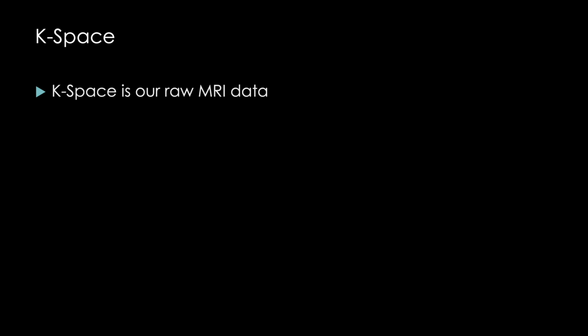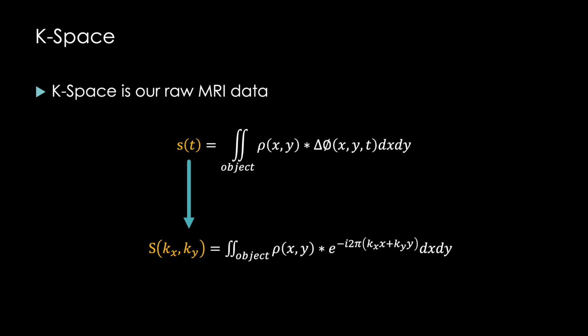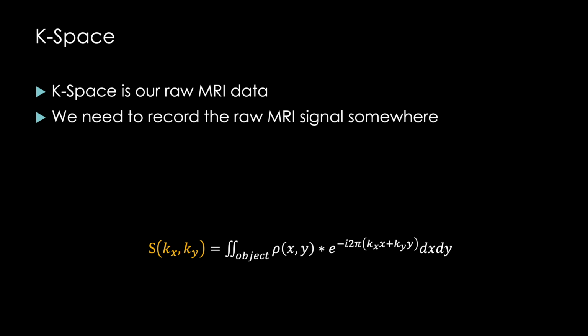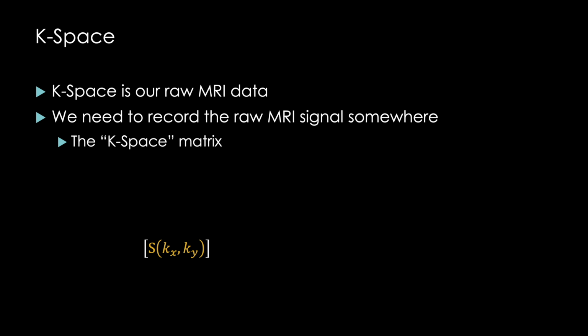K-space is simply our raw MRI data. We proved that with a little math, this signal recorded over time equals these variables Kx and Ky, and we need to store this digital signal somewhere, what we call the K-space matrix, denoted by these brackets. This is simply a table of numbers recorded over time. But where is time, you may ask? All I see are these variables Kx and Ky. Remember what these variables represent. Gradient magnetic fields applied over time. Time is actually in these variables.